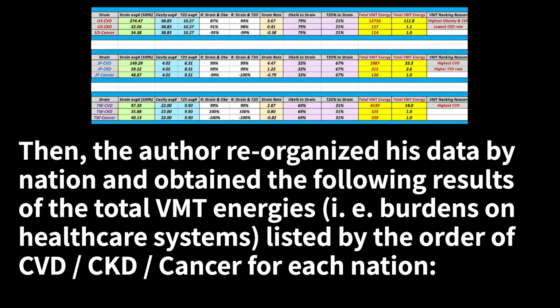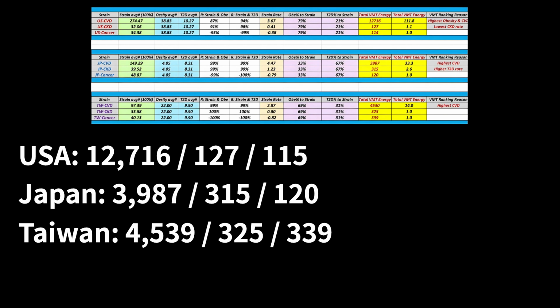Then, the author reorganized his data by nation and obtained the following results of the total VMT energies, i.e. burdens on healthcare systems, listed by the order of CVD, CKD, cancer for each nation. USA, 12,716, 127, 115. Japan, 3,987, 315, 120. Taiwan, 4,539, 325, 339.